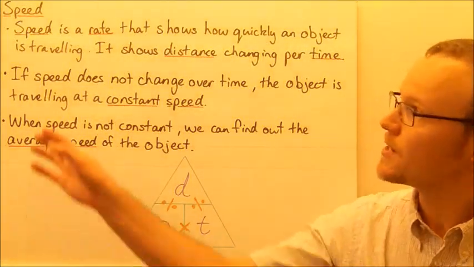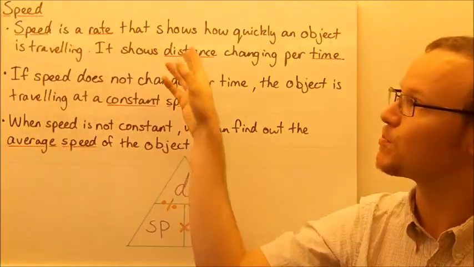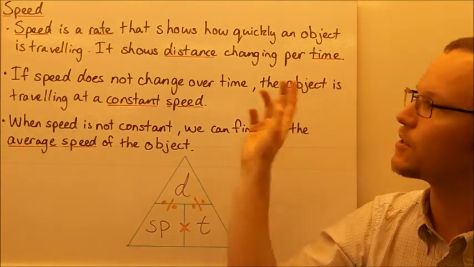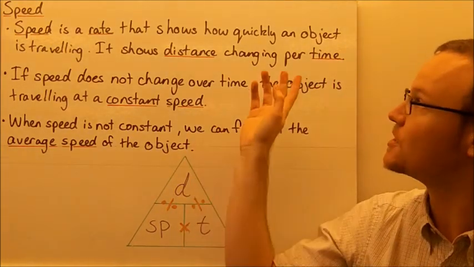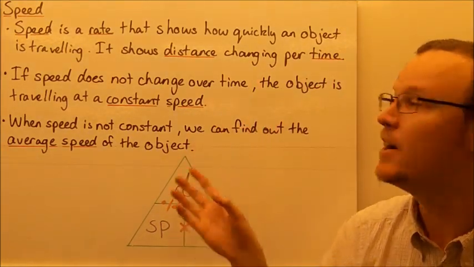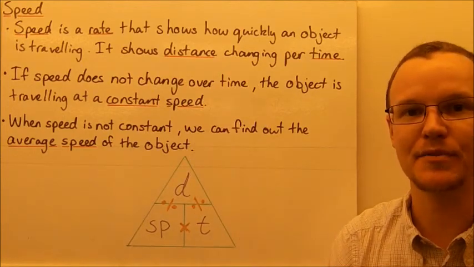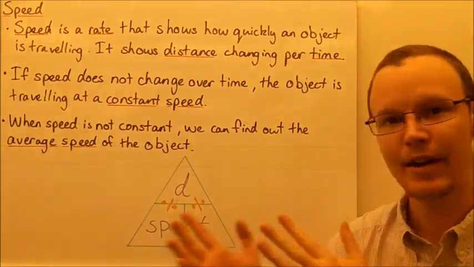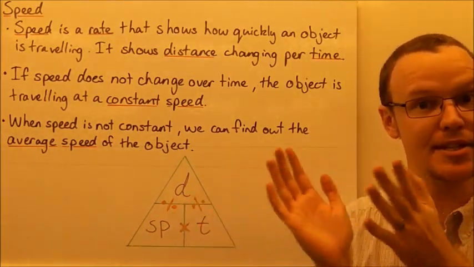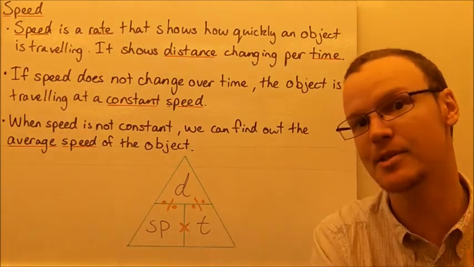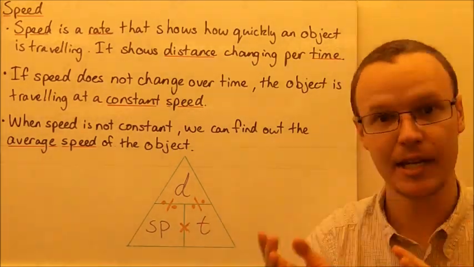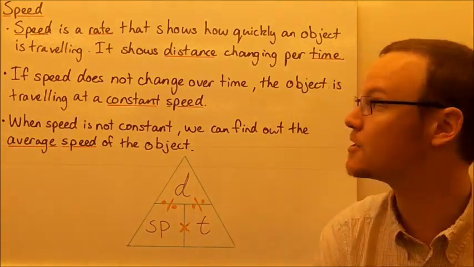Today we're going to look at speed. Speed is a rate that shows how quickly an object is travelling. It shows the distance changing per time. So it'll always be in the units of some distance per time. Kilometres per hour is distance, kilometres, per time, hours. Metres per second, it could be. Metres is a distance, seconds is a time.